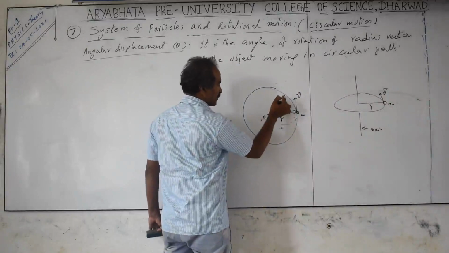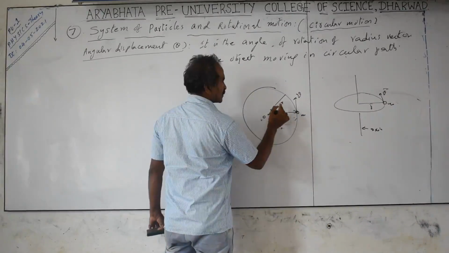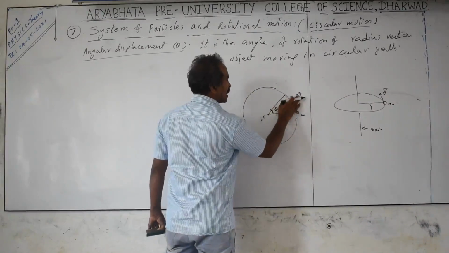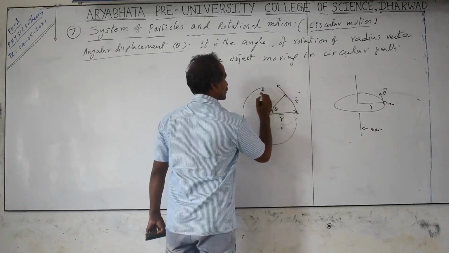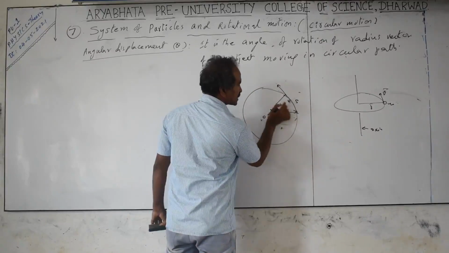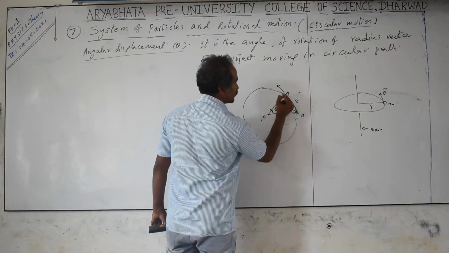The radius rotated by angle theta, and this is going to be the arc length. Take it as s bar or s. We take it as the distance traveled from A to B when the particle moves.